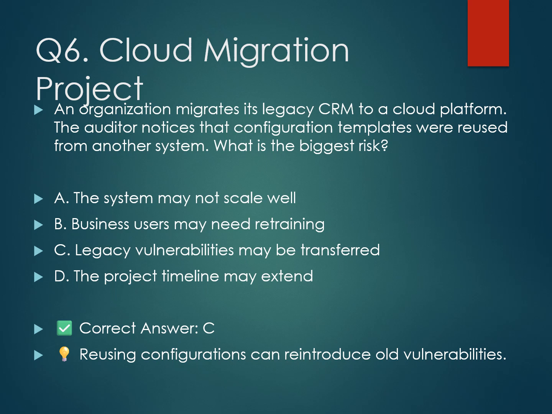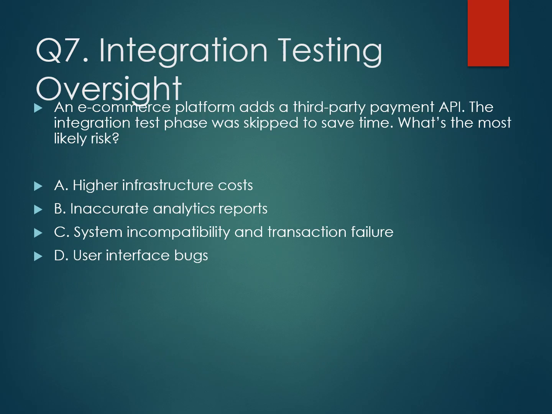Question 7. Integration testing oversight. A payment API was added to an e-commerce platform, but integration testing was skipped. What's the most likely risk? A. Increased infrastructure cost. B. Inaccurate analytics. C. Transaction failure due to system incompatibility. D. UI bugs. Correct answer, C.